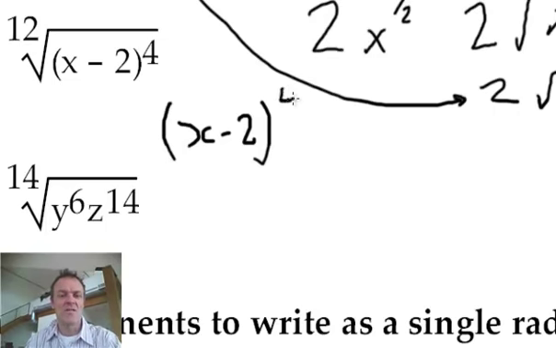4th power, 12th root. That'll reduce to x minus 2.